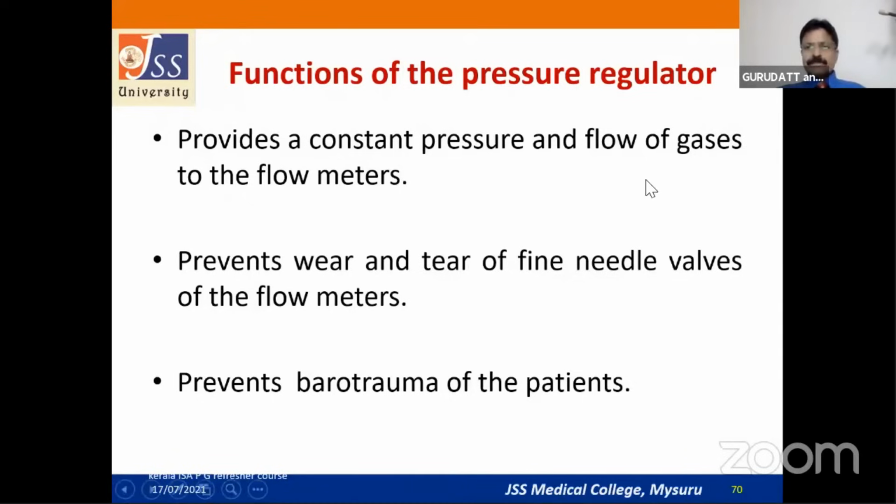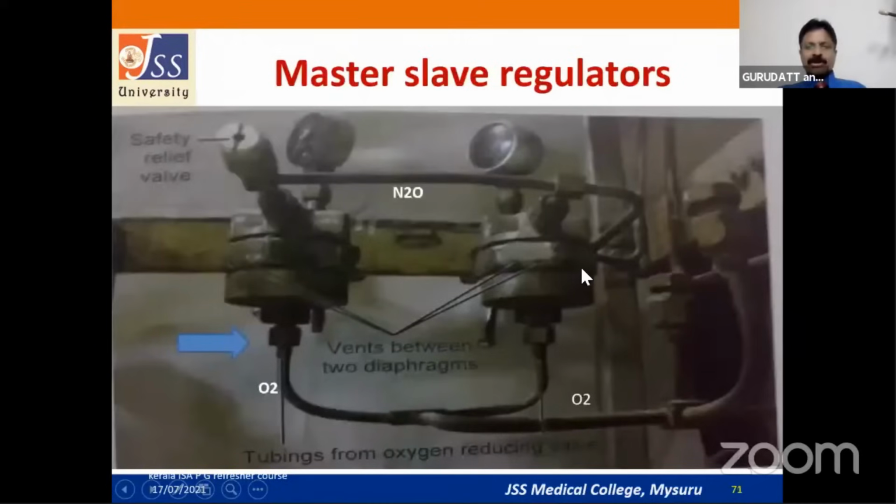So instead of that, suppose I am administering the gases at a very low pressure to the flow meters, the flow will be very accurate, it won't change. So that is the main function of the pressure regulator, that is used to reduce the pressure of the cylinders. And also, high pressure gases can produce wear and tear of fine needle valves. And lastly, prevention of barotrauma.